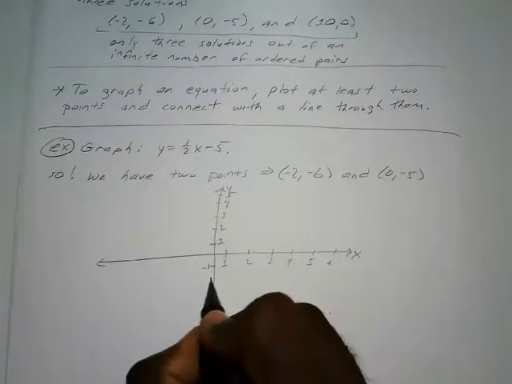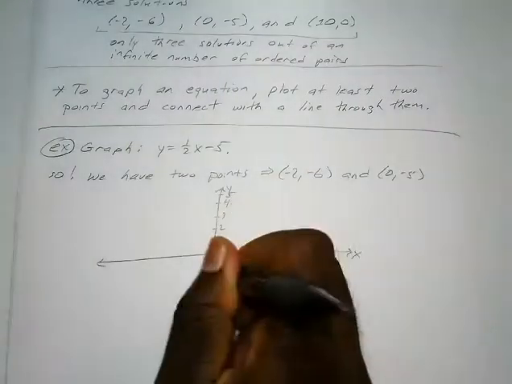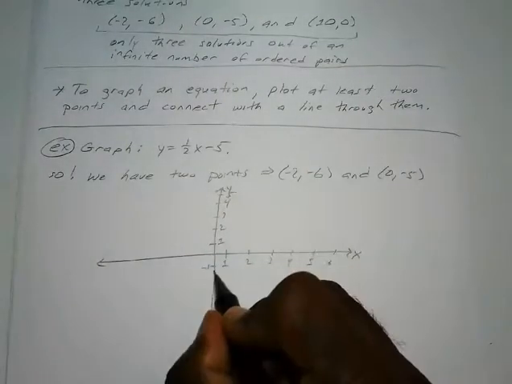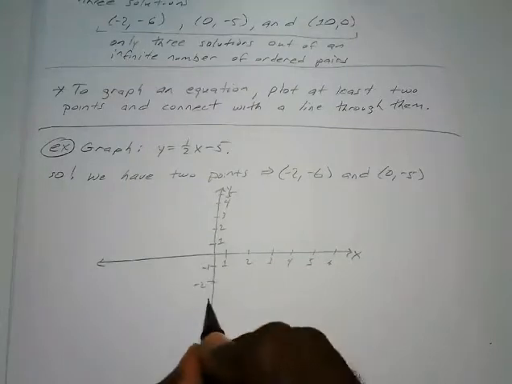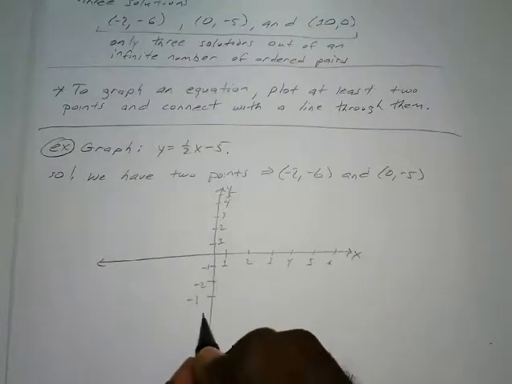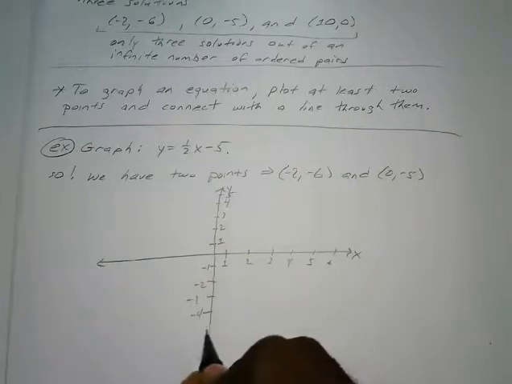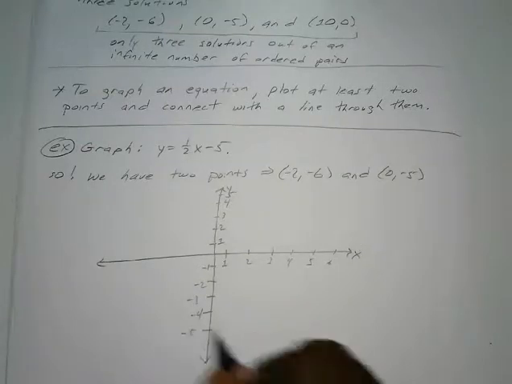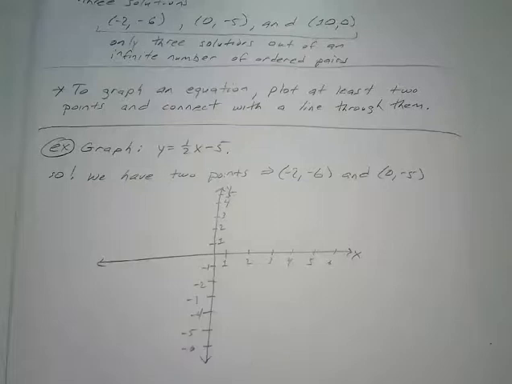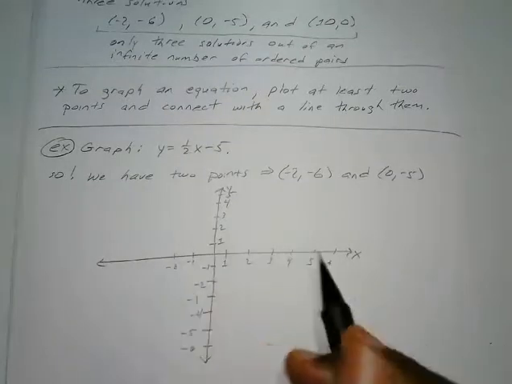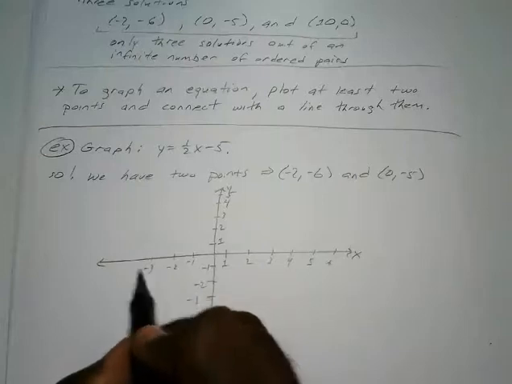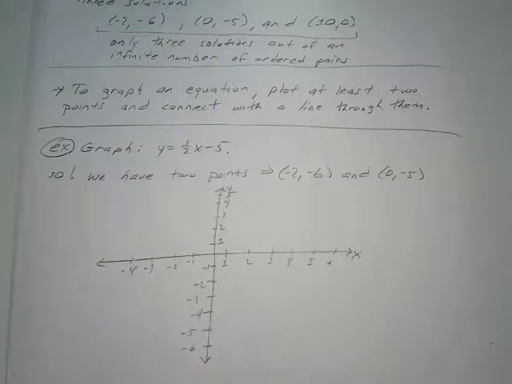Okay, so that's -1. We'll bring that down just a little bit. -2, -3, -4, -5, -6. And let's say -1, -2, -3, -4. Okay, so that's our XY axis.